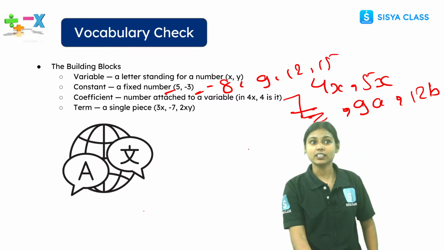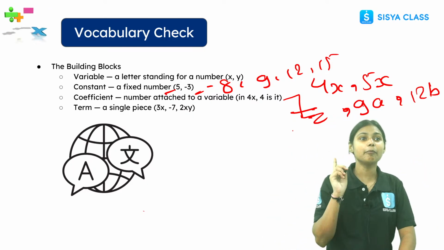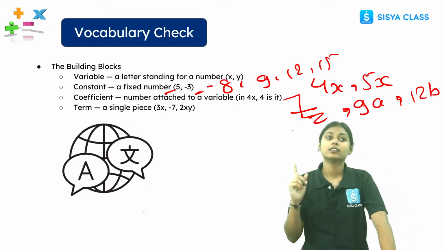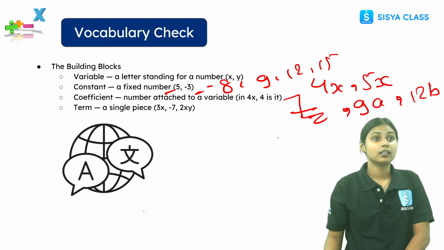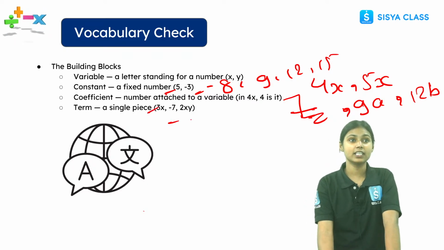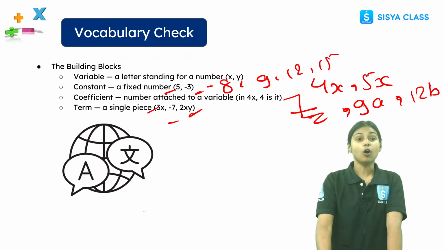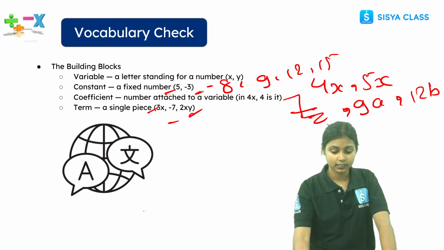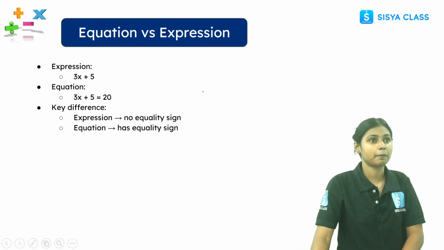Now, what is a term? A single piece is called a term, where 3x, minus 7, 2xy, all these are called terms.